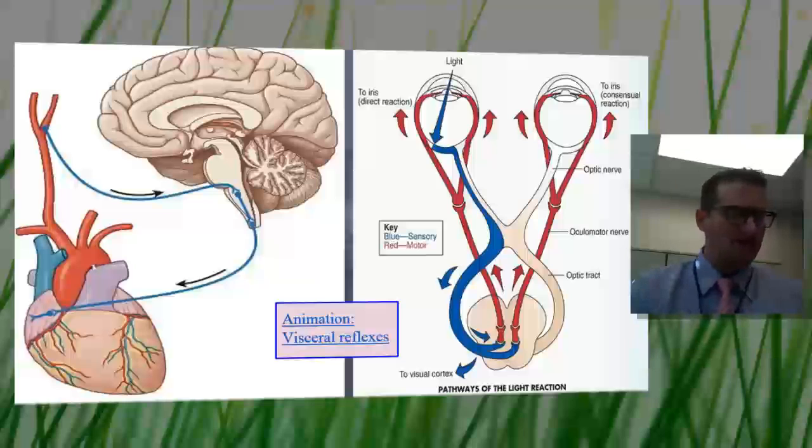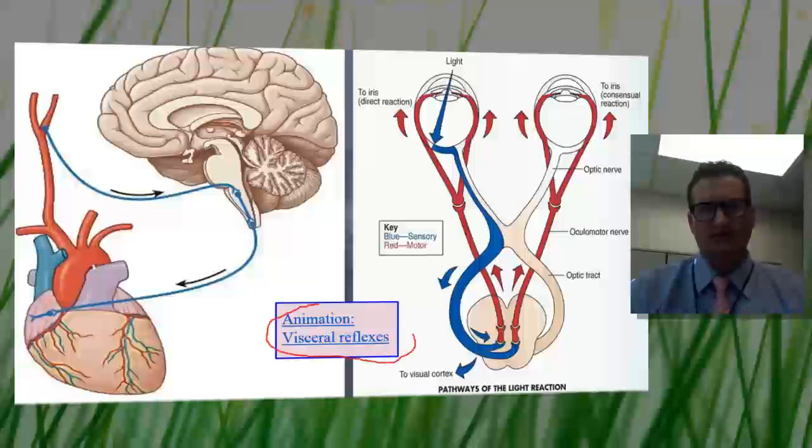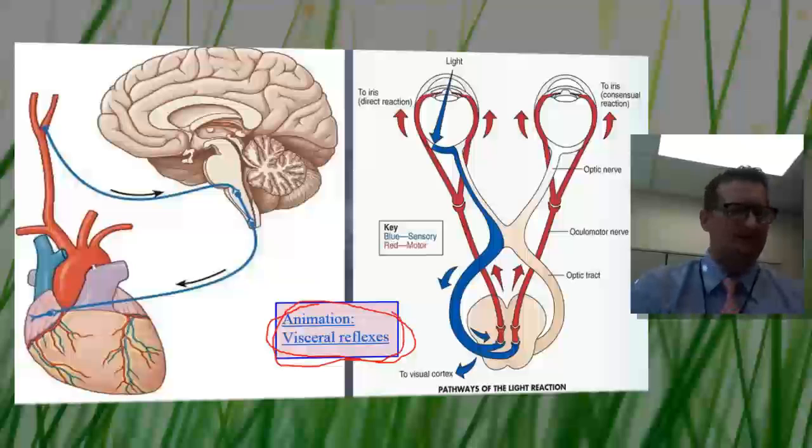The autonomic nervous system asserts control through visceral reflexes similar to the somatic reflexes, but these affect an organ or a gland instead of a skeletal muscle. All visceral reflexes follow similar steps, and this illustration shows the visceral reflex arc responsible for the regulation of blood pressure on the left, and the pupillary light reflex on the right. There's also a good animation here. It's short, but it's very good. It's an overview of visceral reflexes, and you should watch that.